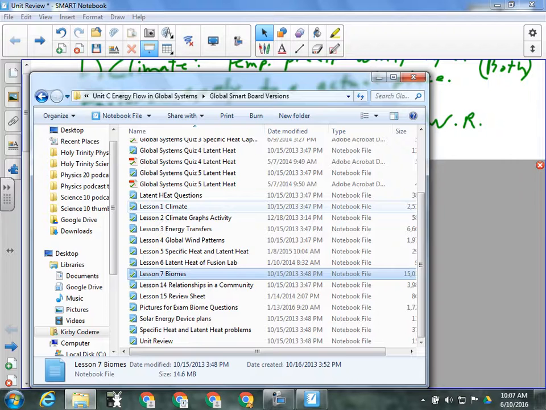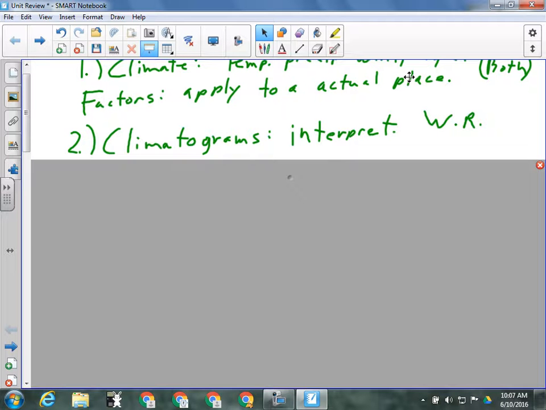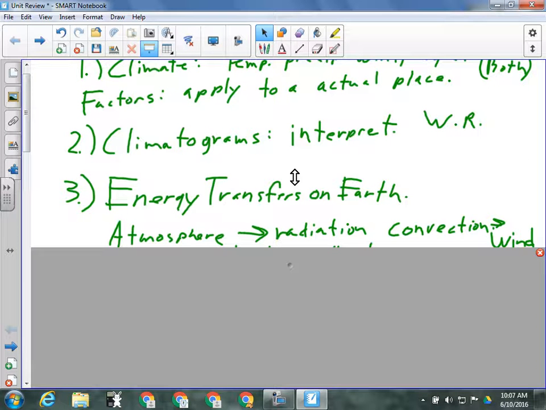All right, so back to the review here. Like we said, you're going to have to be able to interpret climatograms, and we said how. Energy transfers on Earth, that was lesson 3. We talked about the role of the atmosphere, the role of the hydrosphere, and the role of the lithosphere in transferring energy, absorbing energy on Earth.